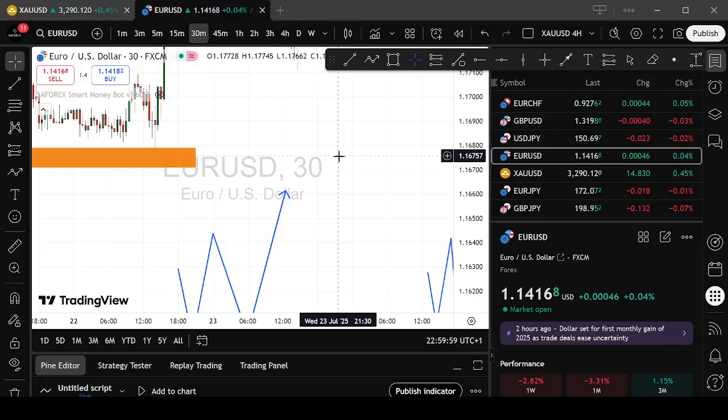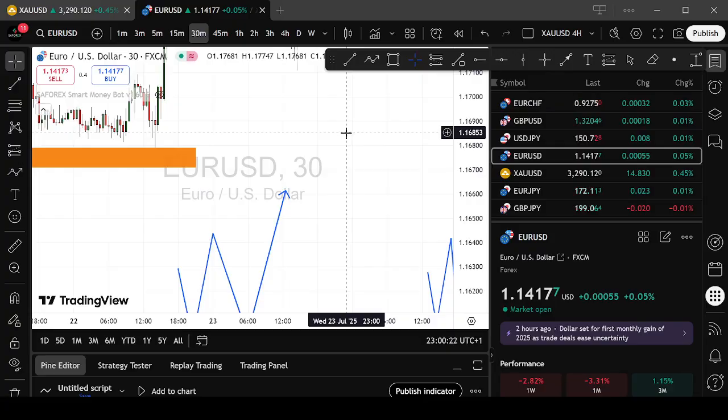Then entries are always best when you have a change of character, within your PD zones. So you wait for a change of character and then a retest of reference points and you pick your entry. So you have it.